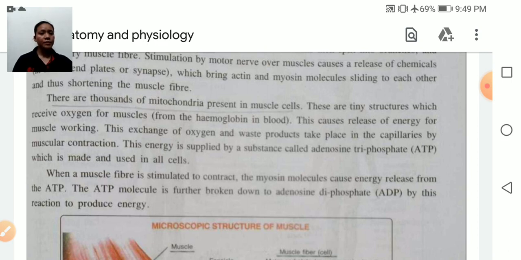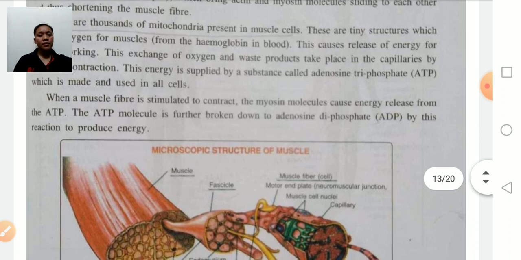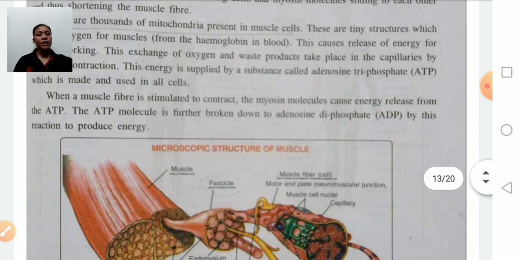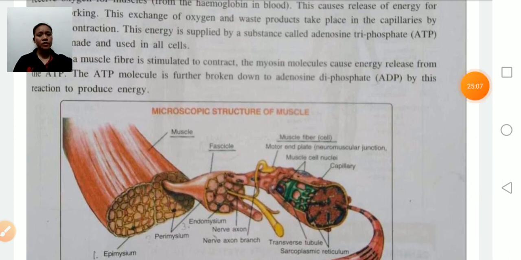This energy is supplied by the substance called adenosine triphosphate, which is made and used in the cells. When the muscle fibers are stimulated to contract, myosin molecules cause energy release from the ATP, and the ATP molecule is further broken down into adenosine diphosphate by the reaction of production of energy.